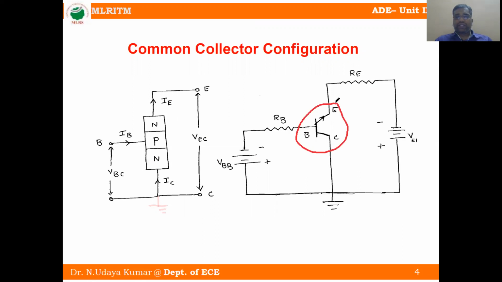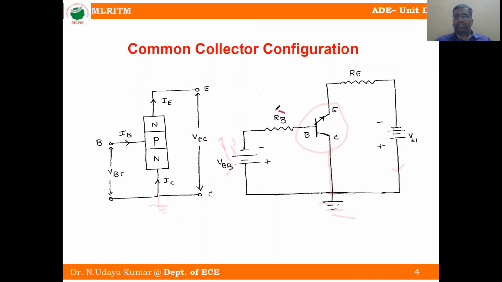A transistor is a 3-terminal semiconductor device which consists of three terminals: emitter, base, and collector. Here you can observe clearly, this is the collector, and the collector is common to ground. Whenever we connect the collector to the ground, this is the input and this is the output. You can see clearly this collector is common to input and common to output.